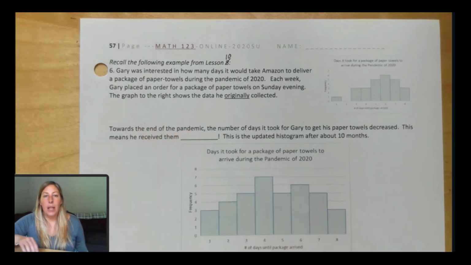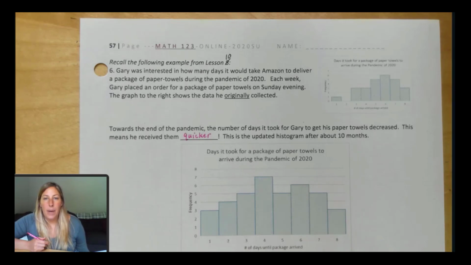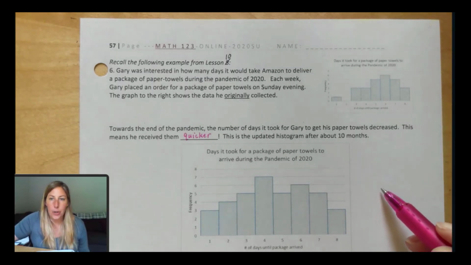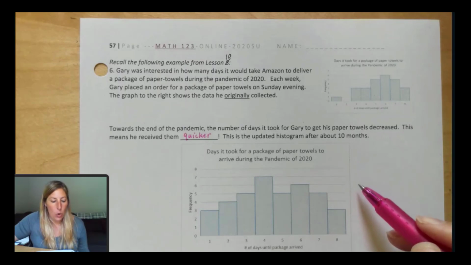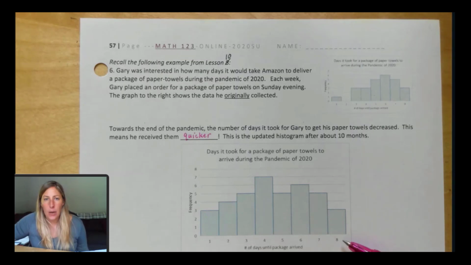Towards the end of the pandemic, the number of days it took Gary to get his paper towels decreased. This means he received them what? Quicker or slower? Good job. He received them quicker. This is an updated histogram after about 10 months. So the original data up here was 26 weeks, and then we added about another 12 weeks into it. So we have a total of about 38, 26 and 12 is 38. So this is about 38 weeks, which is about 10 months.